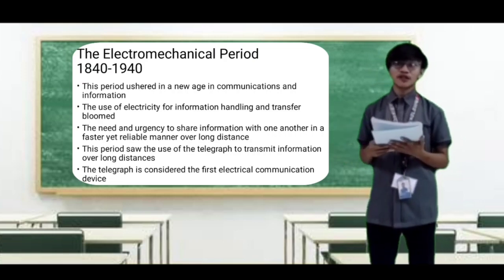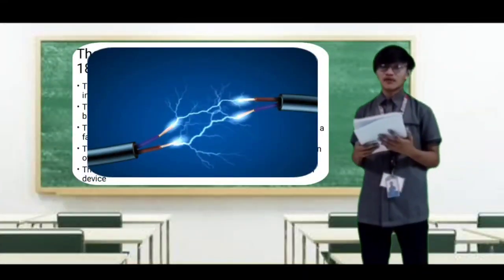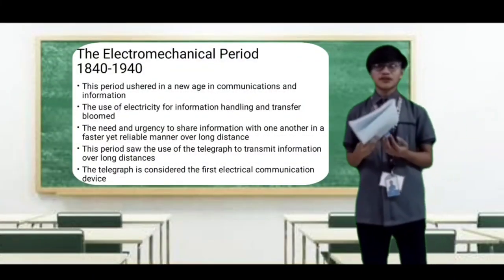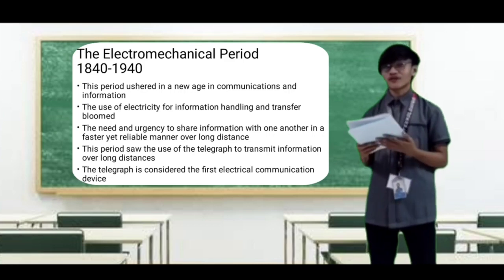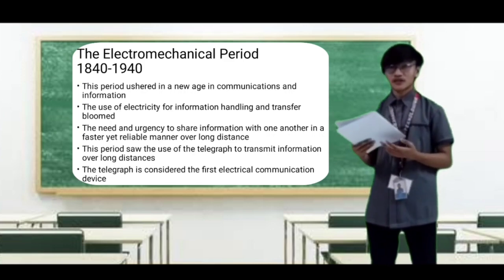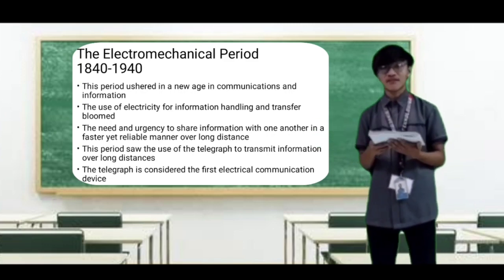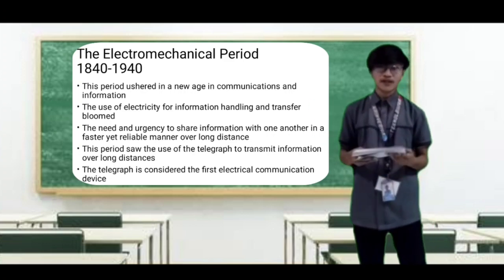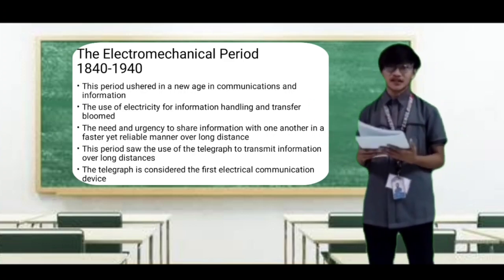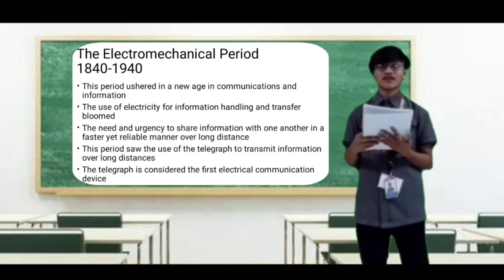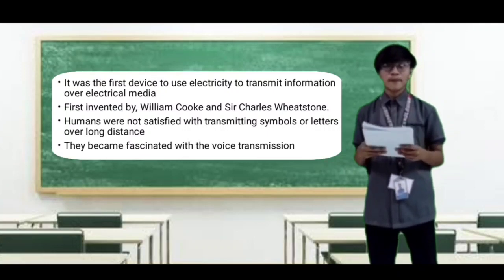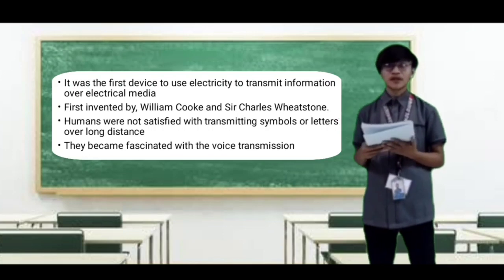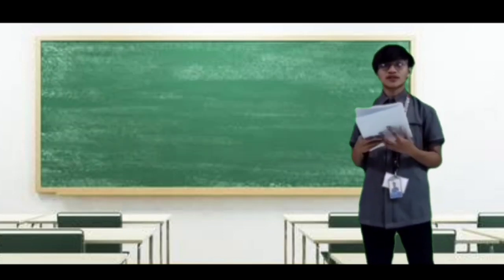In this period, they were now using electricity to operate the tools that they had invented at that time. This period saw the use of the telegraph to transmit information over long distances. Because they were using electricity, they invented the telegraph, and to operate it, they really needed electricity. The telegraph is considered the first electrical communication device. It was the first device to use electricity to transmit information over electrical media. It was invented by William Cooke and Sir Charles Wheatstone.